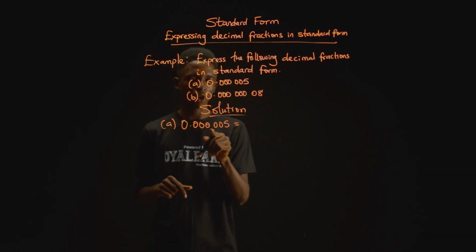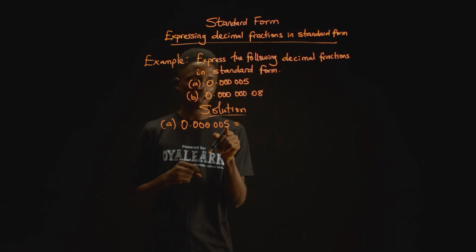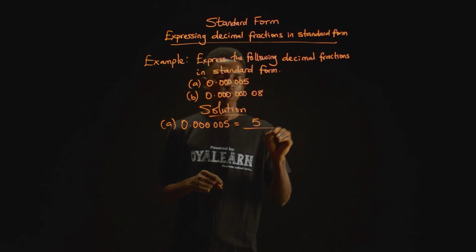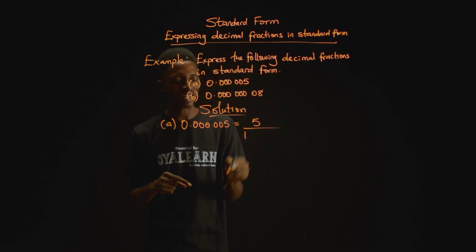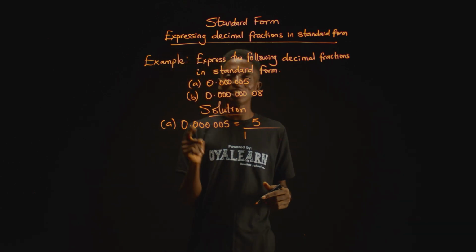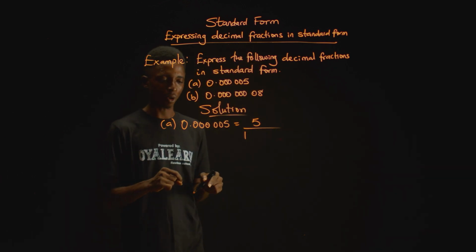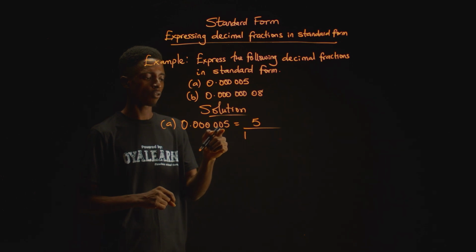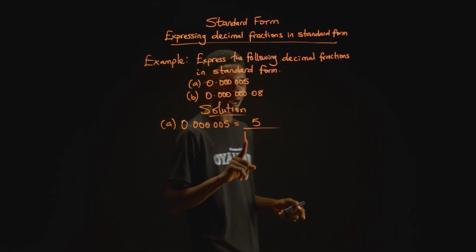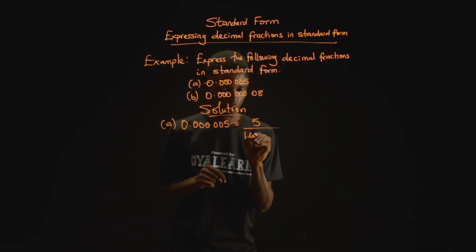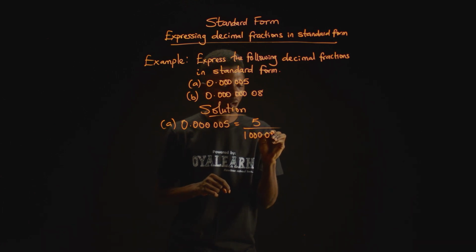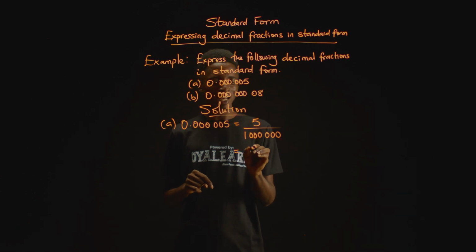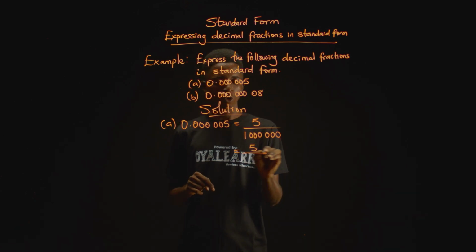So you can see we have a lot of zeros, and the only non-zero we have here is 5. So we write that, and then we have 5 over. Now we write 1, and then count the number of digits that follow the decimal point. So we have 1, 2, 3, 4, 5, 6. That will mean we'll have 6 zeros here. So 1, 2, 3, 4, 5, 6. Now this can then be expressed as 5 over.